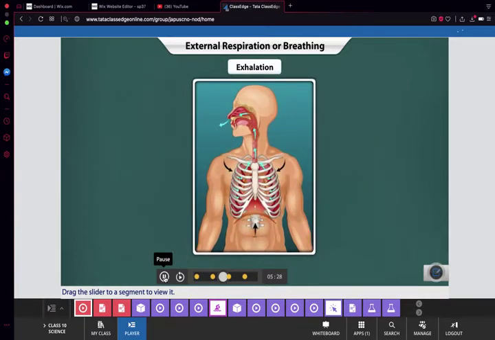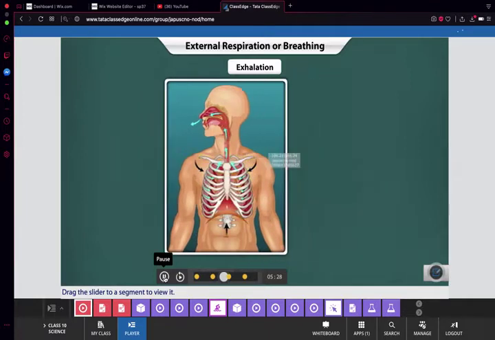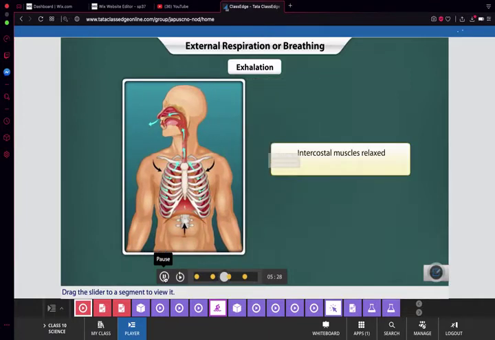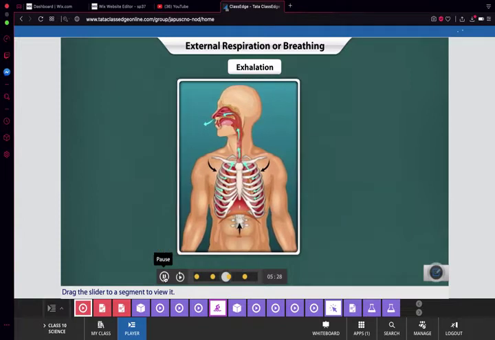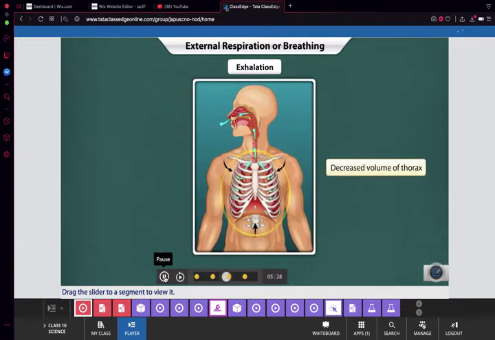During expiration, reverse movements of the diaphragm and ribs occur. The external intercostal muscles relax and the ribs move downward and inward. The diaphragm also relaxes and moves upwards to retain its dome-shaped outline. These movements decrease the volume of the thorax and it returns to its original shape.